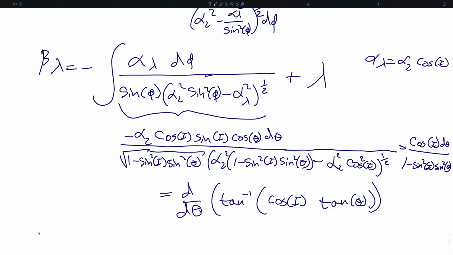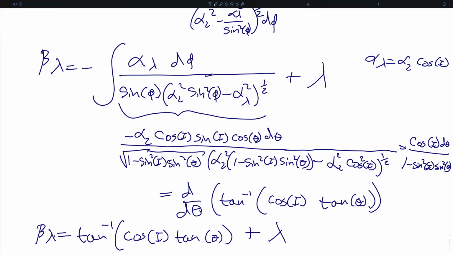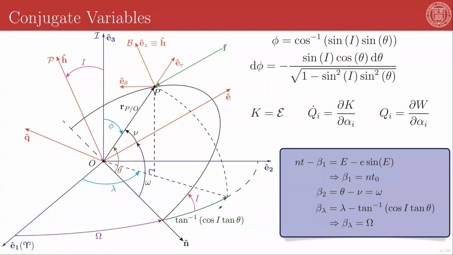So what we've actually written down is beta sub lambda is the arctangent of cosine I tan theta plus lambda. At this point, you were probably expecting something that maps directly back to our original system, but it doesn't quite look like we've gotten there. But here, we have to use another result from spherical trigonometry to help us along. And that is that this arc, the arc between the line of nodes and the projection of our orbital radius vector onto the E1, E2 plane, is in fact the arctangent of cosine I tan theta.